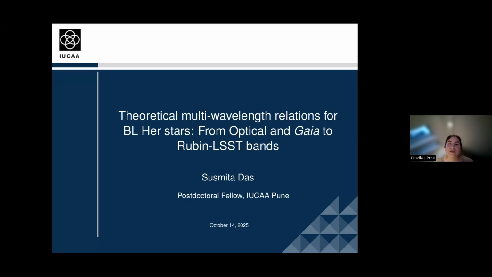Today we have the pleasure of having Susmita Das. She's a postdoctoral fellow at IUCAA, and will be telling us about stars from Gaia to Rubin. So please, Susmita, take it away.